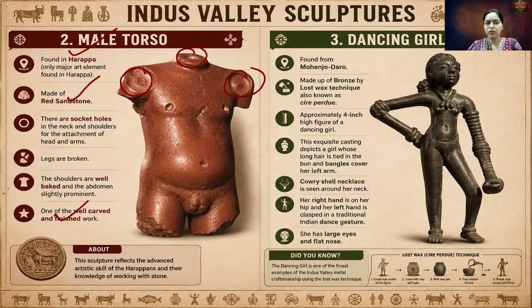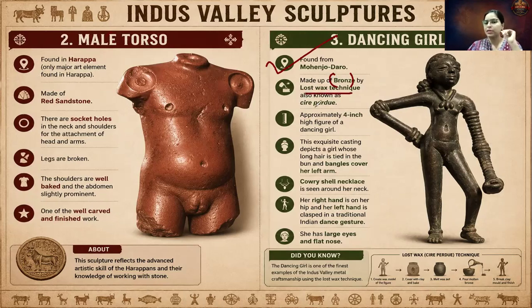Coming towards the dancing girl, there was a question in 2025 on the dancing girl. The Dancing Girl sculpture was discovered from the site of Mohenjo-daro. First of all, she was made up of bronze. So this was a PYQ in 2025: Dancing Girl was made up of which of the following metals? So the answer is bronze.